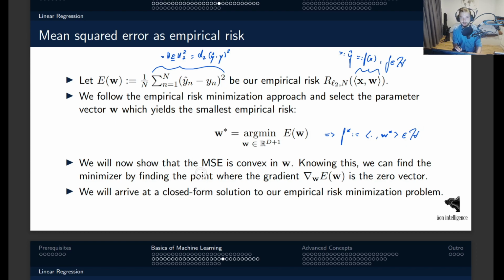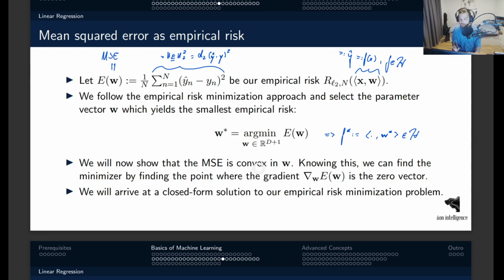What I will now show is that the mean squared error is convex in its argument, the parameter vector w. And knowing this, we can find the minimizer w star by finding the point where the gradient of the mean squared error is the 0 vector. Because for convex functions we have that any local minimum is also a global one. And we have that minima of a function live precisely at those points where the derivative is 0. And since we are in the multivariate case, we want to find the points where the gradient is the 0 vector, because at those points we will have our minimum.